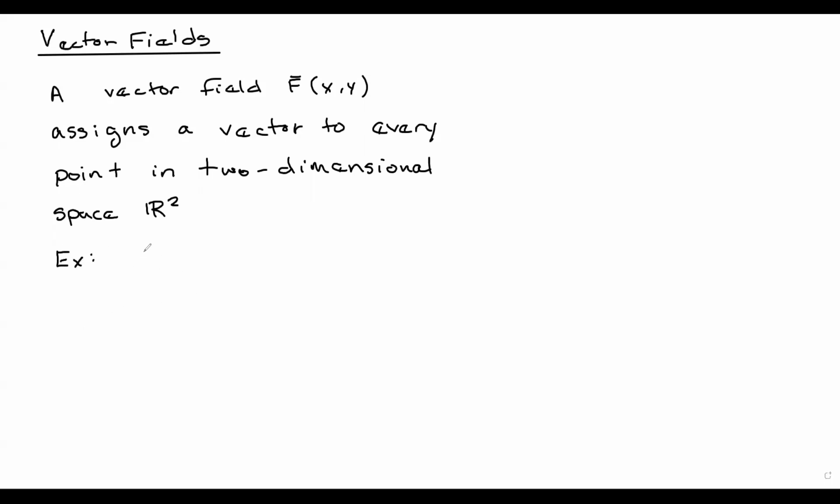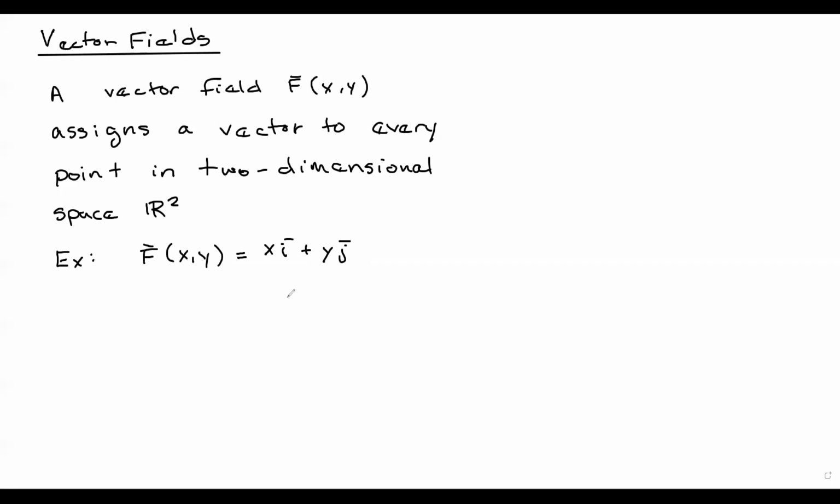So suppose we had f of x, y equals xi plus yj. All right, so this vector field, you could plug a point into this and it would produce a vector. That's going to be the vector that's at that point. So that's the minimal definition here.